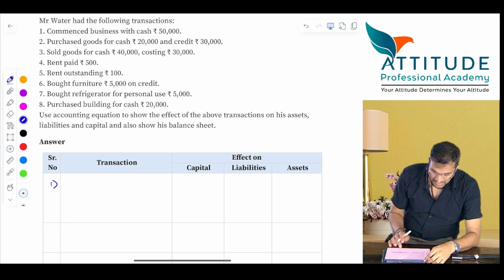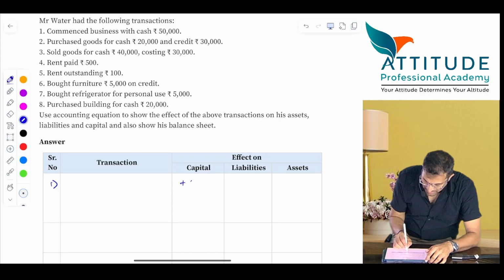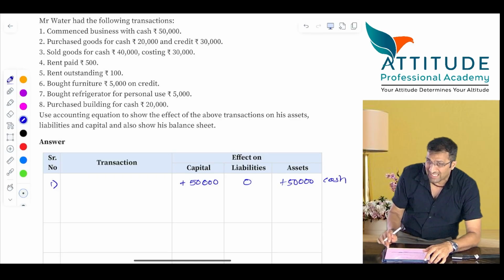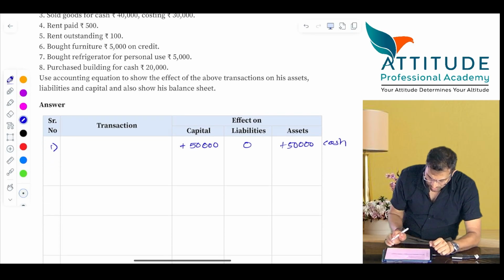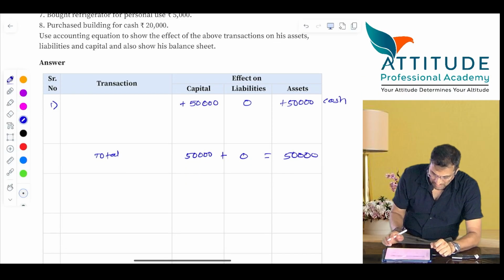First one. Commence business with cash. You write the transactions. I am not going to write the transactions. I am just going to write 1. Capital increases by how much? 50,000. No effect on liabilities. Asset will increase by 50,000 and this is cash. I am just writing for your understanding that this is cash. Is that clear? So total will be what? 50 plus 0 is equal to 50. Is that clear? Now tell me the second one.